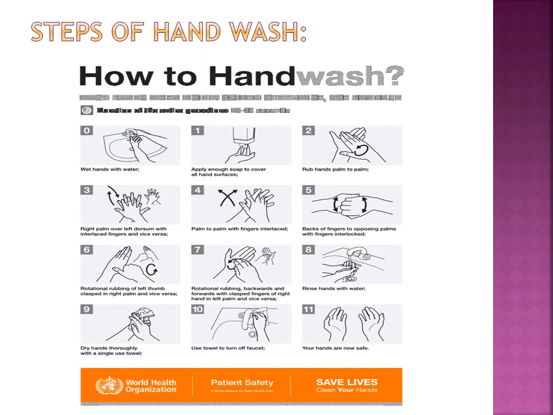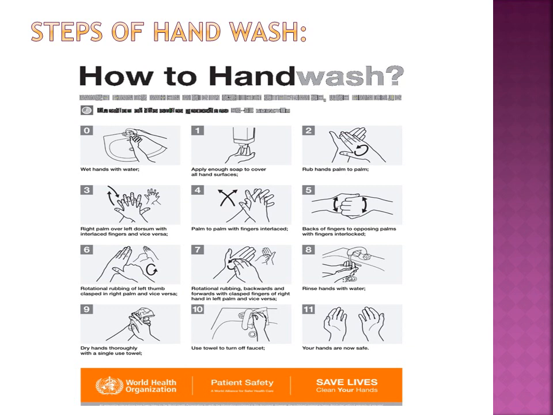So here you can see the steps of hand wash. For the hand rub, when we are using alcohol based sanitizer, the total steps are 7, and for hand wash, when we are using water and soap, or liquid soap, the total steps are 10. So first you have to apply hand rub or liquid soap or soap. Then in step 2 you have to rub palm to palm.